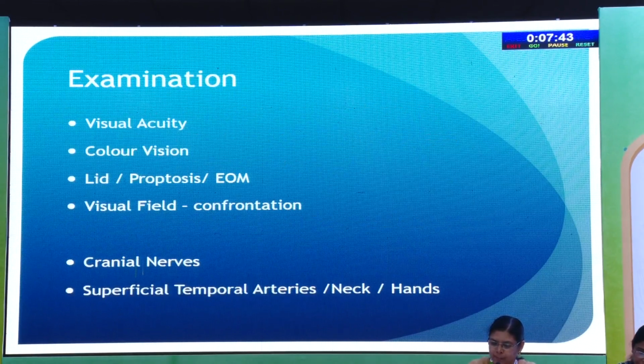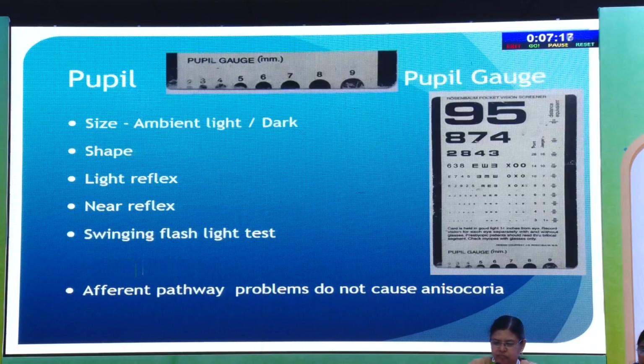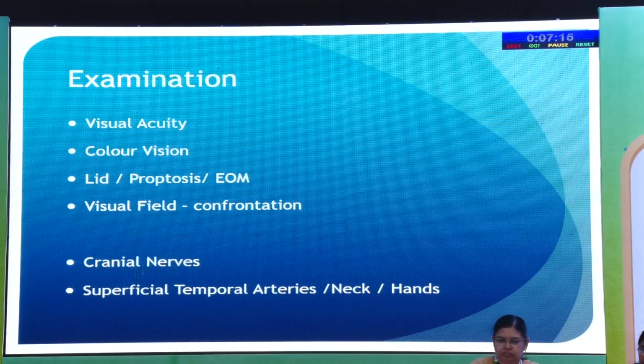Examination: visual acuity, color vision, examination of the lids, as you know, third nerve and Horner's, obviously looking for things like that. Proptosis, extraocular movements, visual field by confrontation. Cranial nerves, a brief neurological examination, and of course superficial temporal arteries. As you know, in syringomyelia, you have involvement of the hands, so you have a look at the hands. So all these are very important, not slightly different from your usual ophthalmology examination. And examine the neck for any scars.